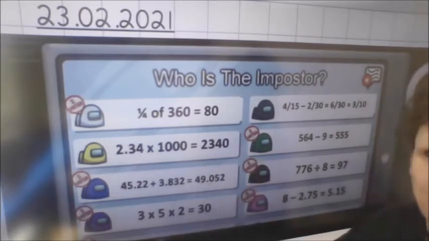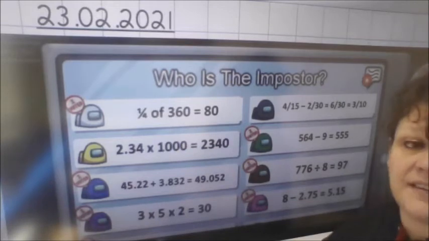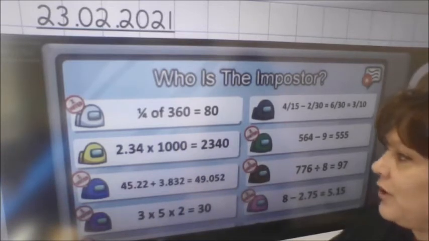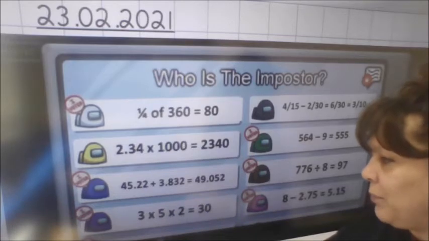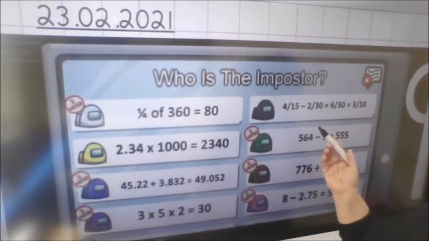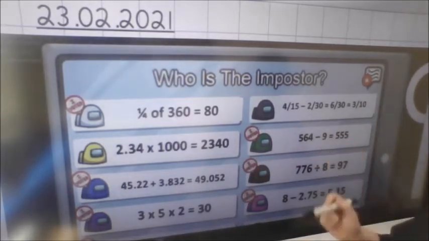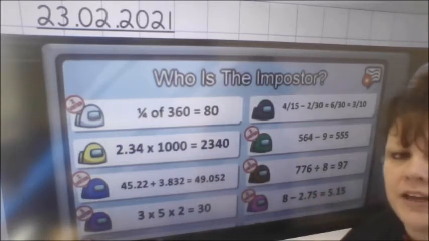So you've got a series of questions. You've got a quarter of 360. You've got 2.34 times 1,000. You've got 45.22 add 3.832. You've got 3 times 5 times 2, and you've got 4/15 take away 2/30, 564 take away 9, 776 divided by 8, and 8 take away 2.75.